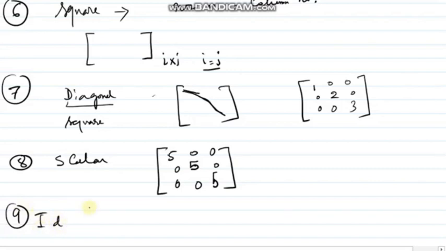Identity matrices. So what can we write for identity matrices? Identity matrices is a type of scalar matrices where the diagonals are 1. So that's the matrices like 1, 0, 0, 1. The diagonals are 1, right? Similarly for order 3, I can write it like this. So this is known as identity matrices.